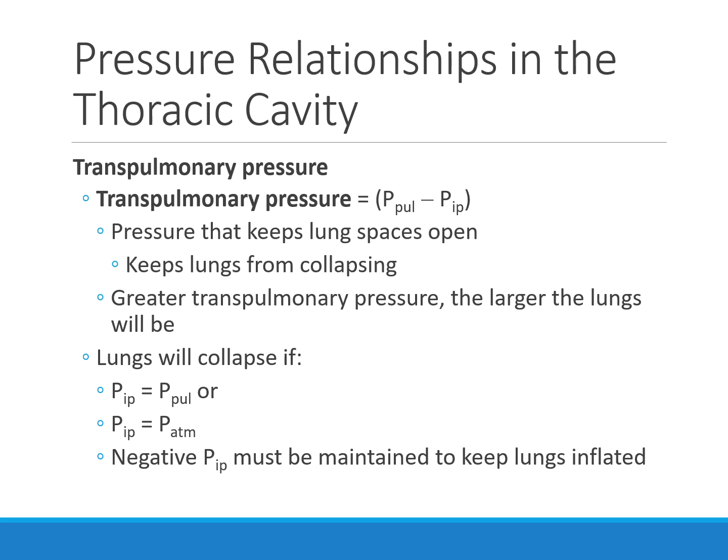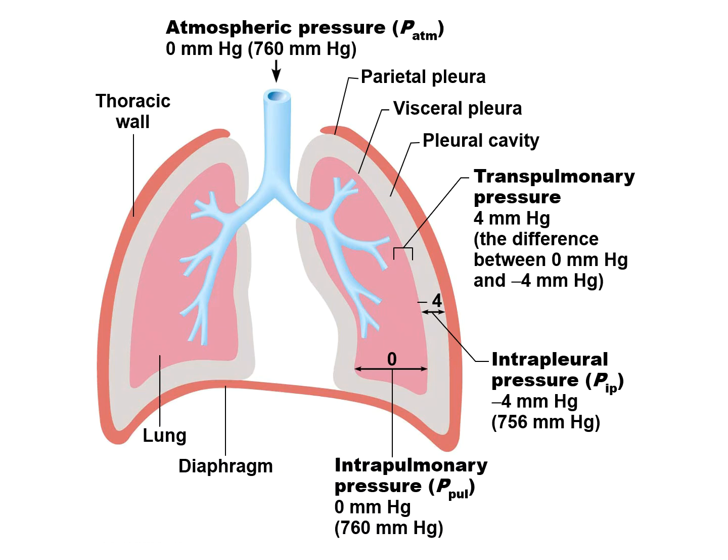The transpulmonary pressure is the pressure that keeps the lung spaces open and keeps the lungs from collapsing. So the greater the transpulmonary pressure, the larger the lungs will be. If the lungs collapse, then what's happened is you didn't have that balance anymore. So the transpulmonary pressure failed to keep the lung spaces open. So a negative intrapleural pressure has to be maintained to keep the lungs inflated.